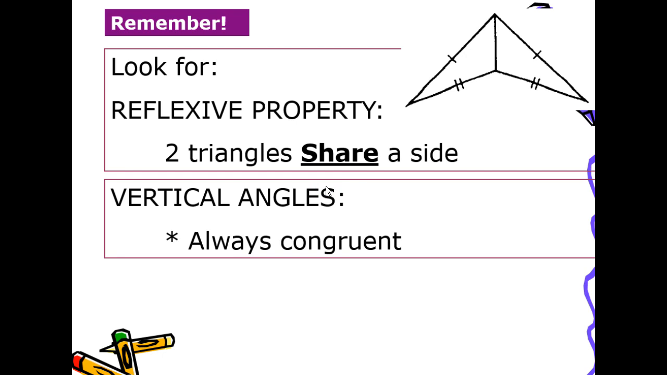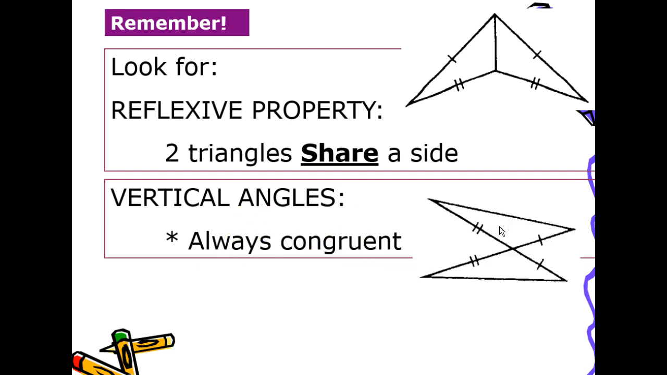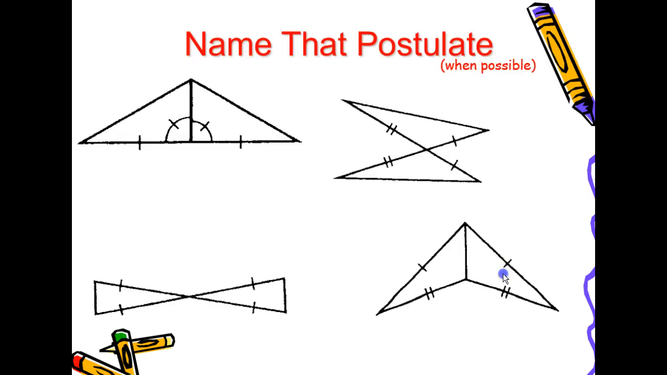Some of you are still having trouble with this. Just look for your giant X. Remember that vertical angles are always congruent. You're never going to be given that. You're just going to be given a picture, and you got to know that this angle right here is congruent to this angle right there. Okay? All right, let's try some.